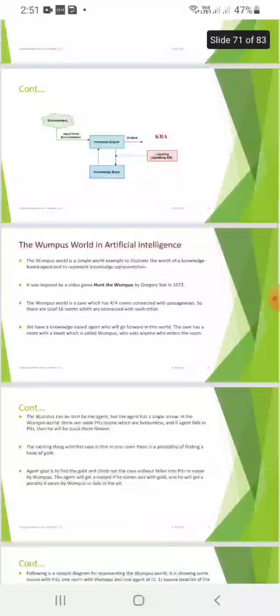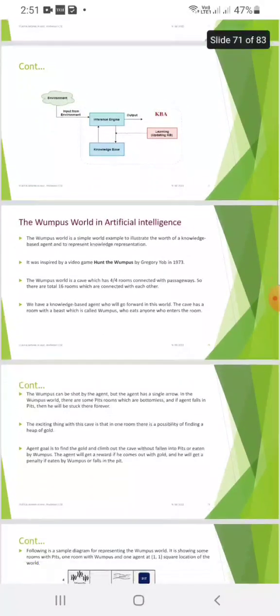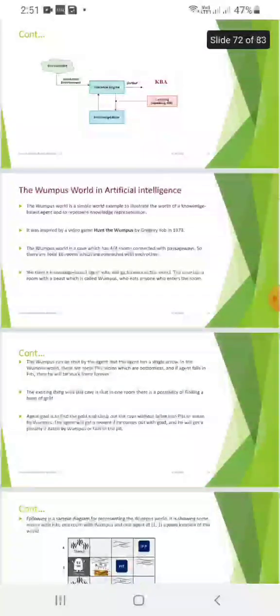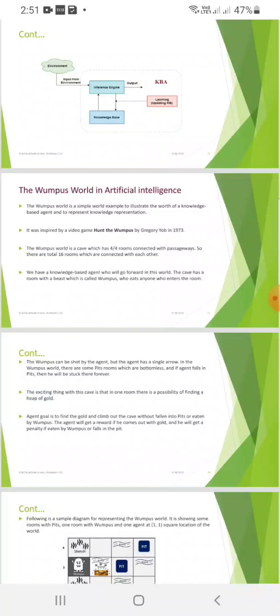Here is an example of one problem in artificial intelligence, that is the wumpus world problem. I will explain what is happening in this problem. It's actually marked as a big question, either 13 mark or 14 mark. It's an easy one. I will explain it step by step.